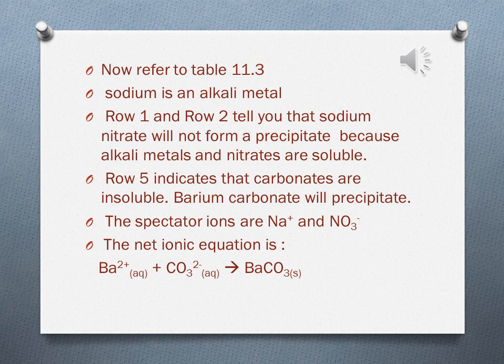Now refer to table 11.3. As I said before, it will give you guidelines for determining whether ion combinations are soluble. So, first, remember that sodium is an alkali metal. So in the table, rows 1 and 2 tell you that sodium nitrate will not form a precipitate because alkali metals and nitrate salts are soluble. While row 5 indicates that carbonates in general rule are insoluble. So barium carbonate will precipitate.